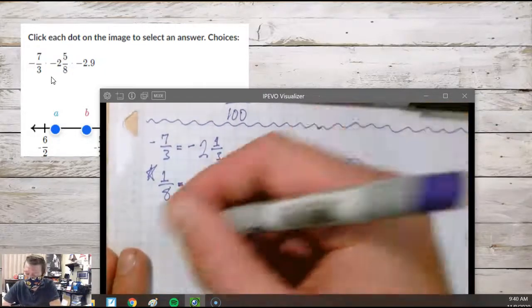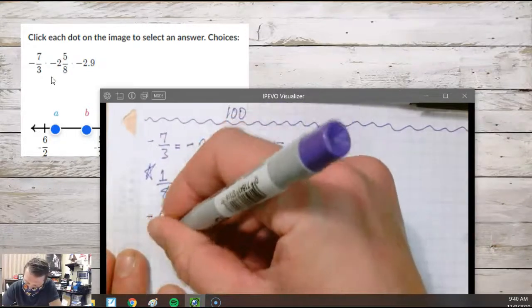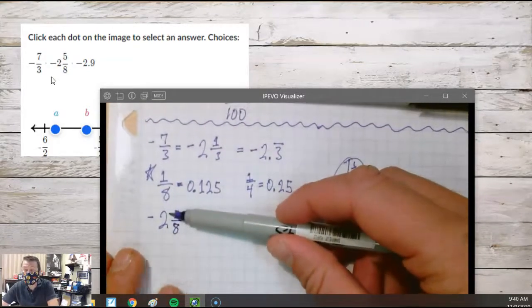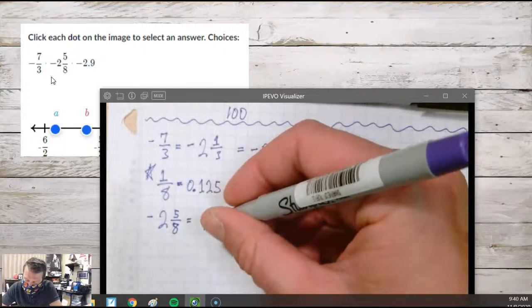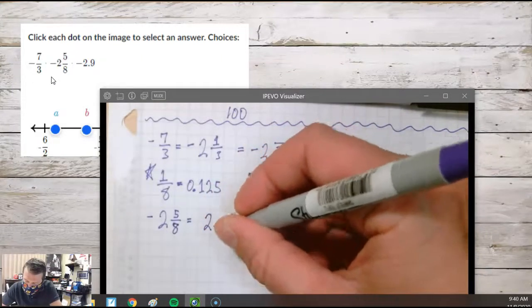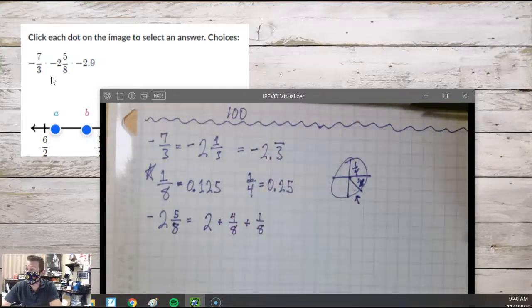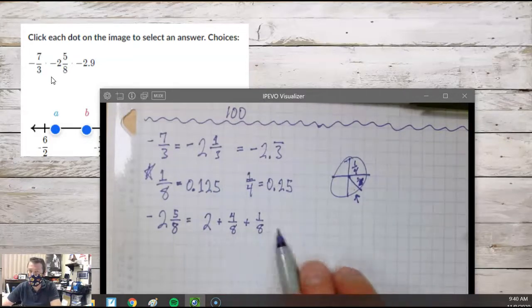So if you have negative 2 and 5/8, like we do in that problem, think about it like this. All right, guys, I'm going to ignore the negative for a minute. 2 and 5/8 is 2 and 4/8 and another eighth, right? I said I'm ignoring the negative for a minute. We're just going to look at the 2 and 5/8. Does anyone have questions with how I broke up 2 and 5/8 into 4/8 and one more eighth?